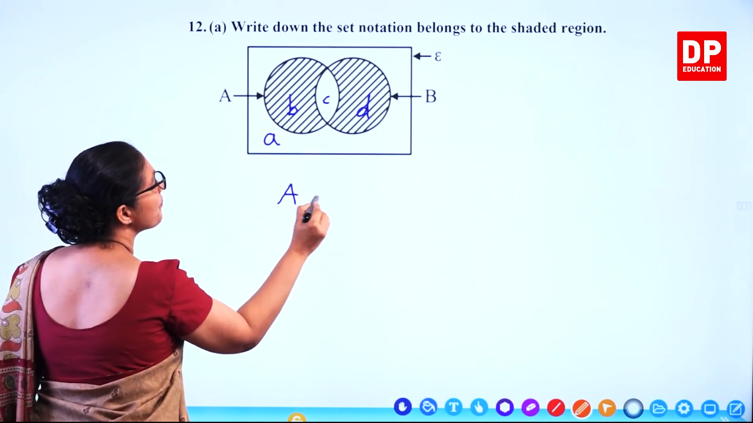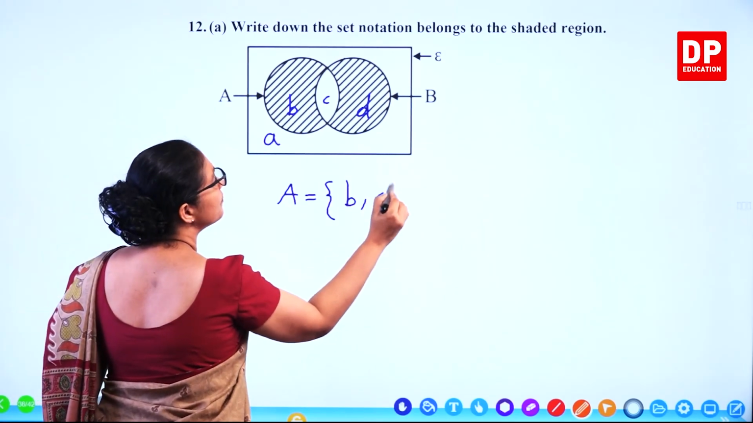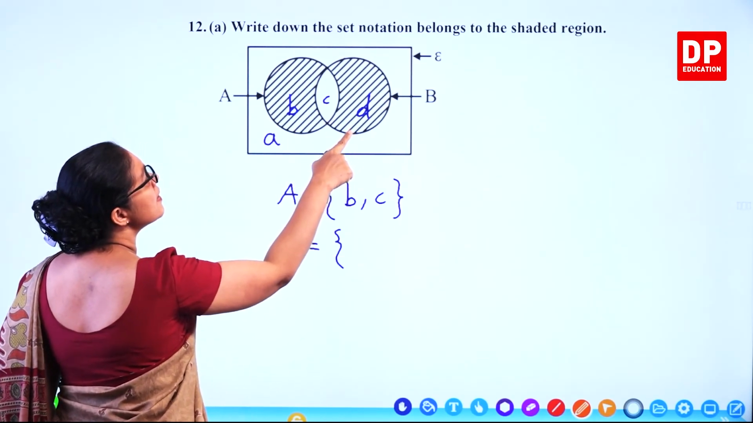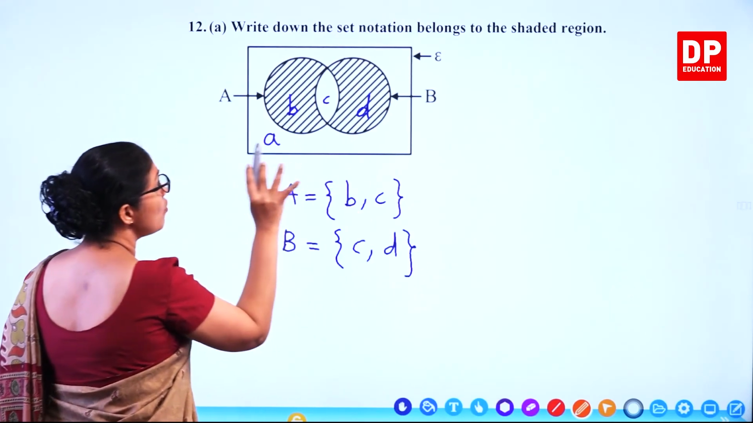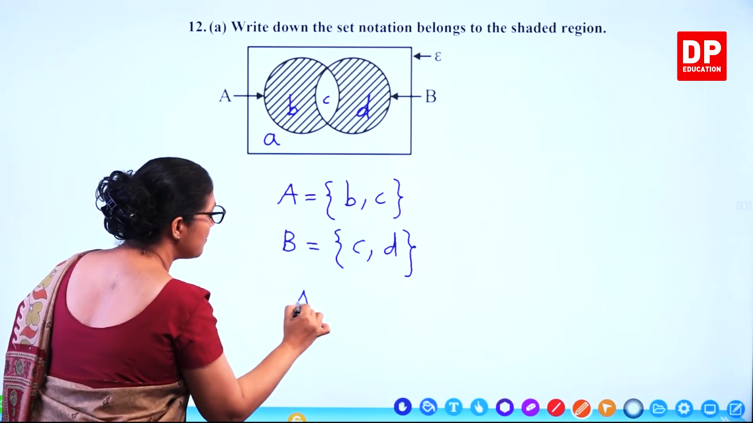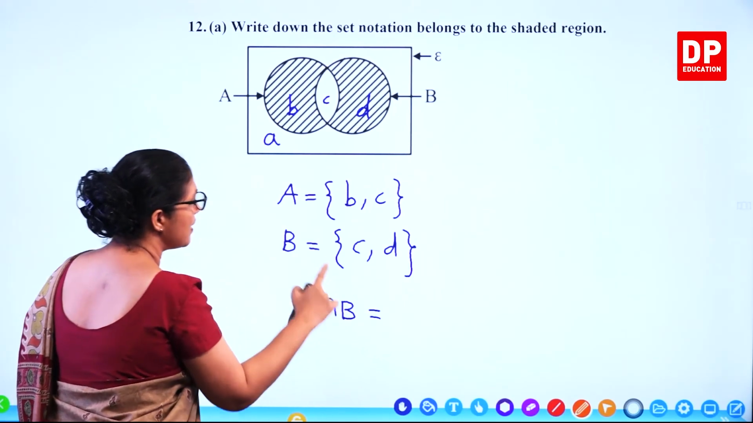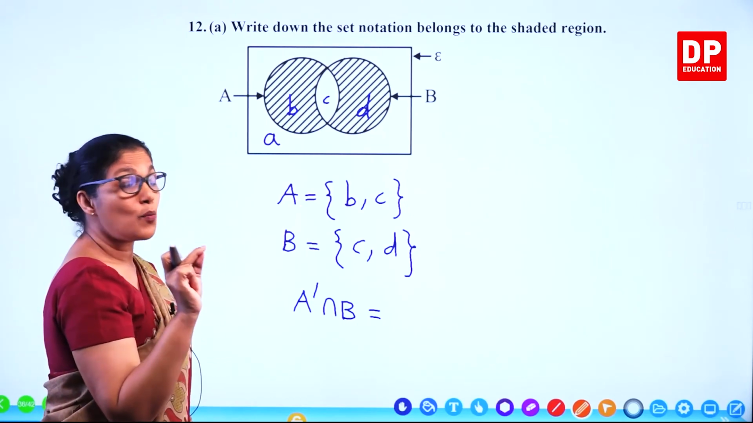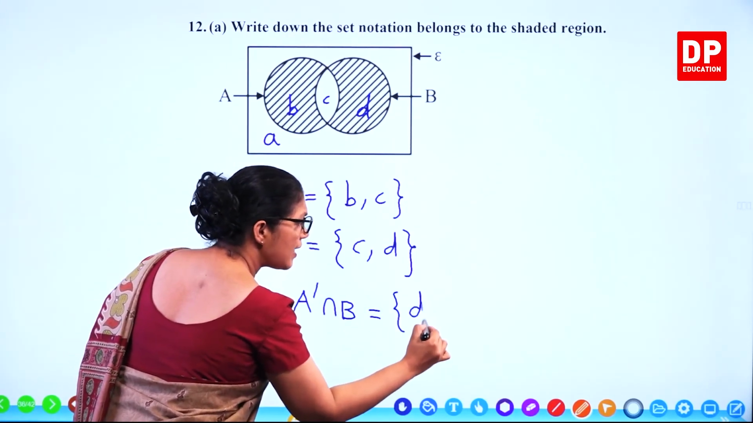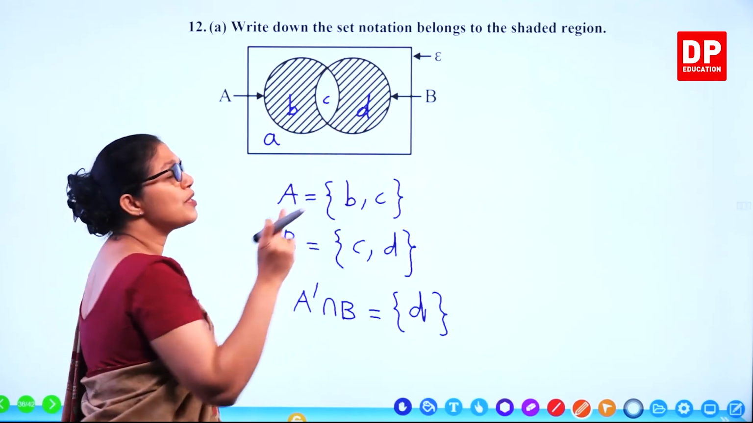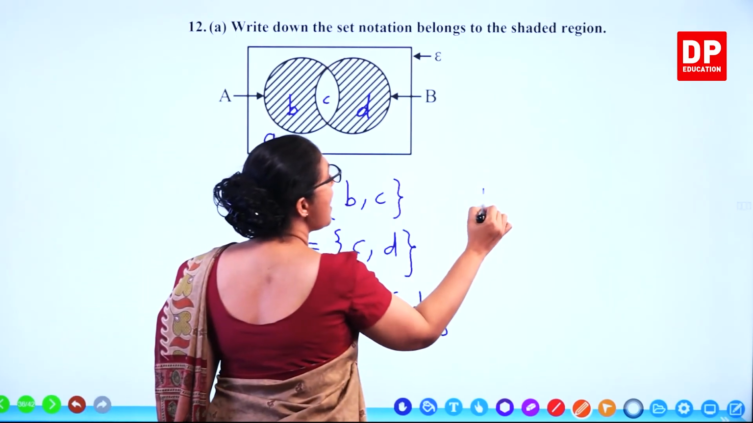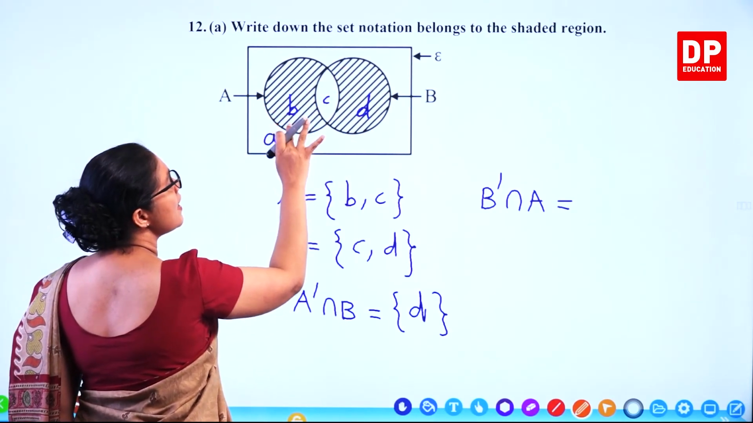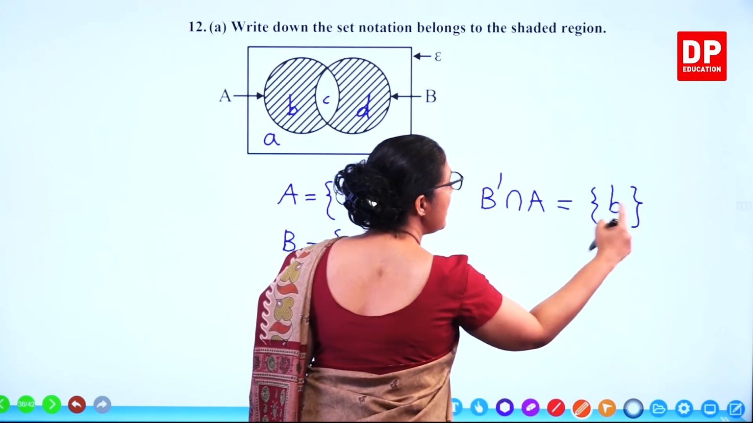So what is A? A is B and C. What is B? B is C and D. So now take A dash intersection B. A dash means outside A. That's AD, and intersecting with B, that's D. So we can get D part there. So likewise, you need B as well. So we'll take B dash intersection A. Outside B, but intersects with A, that's B. So we have B and D.